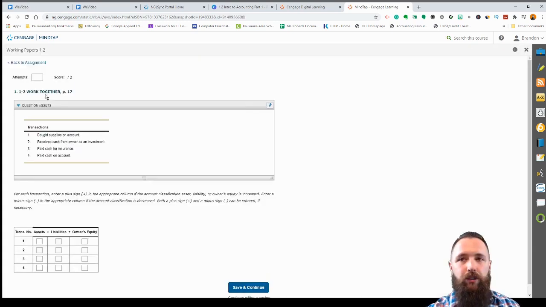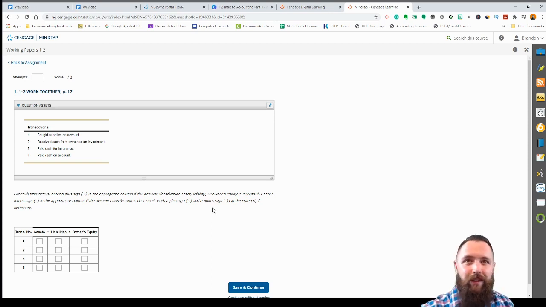And I'm at least going to show you this first part. And this here is really, really great practice. So make sure that you don't skip this. For each transaction, you're going to enter a plus sign if the account classification, asset, liability, or owner's equity, is increased. Enter a minus in the appropriate column if the account classification is decreased. So both a plus sign and a minus sign can be entered if necessary.